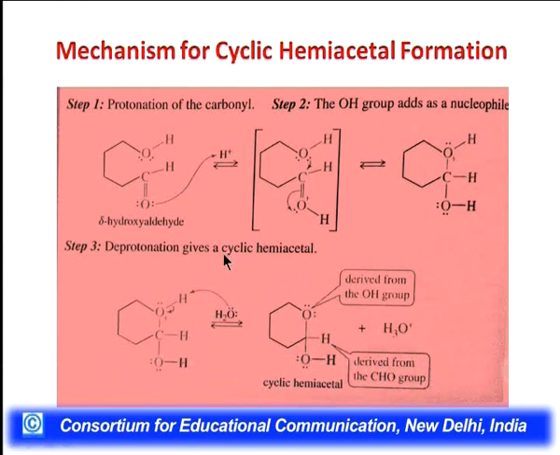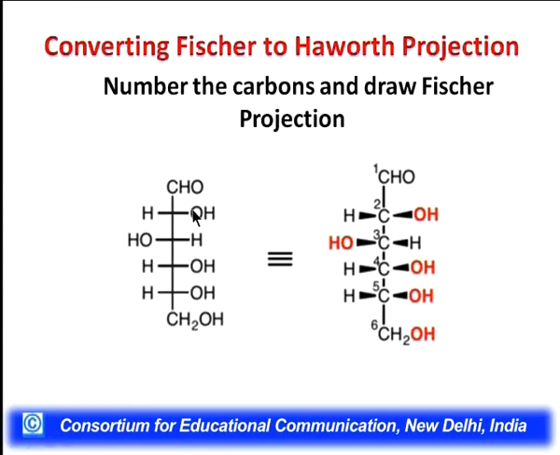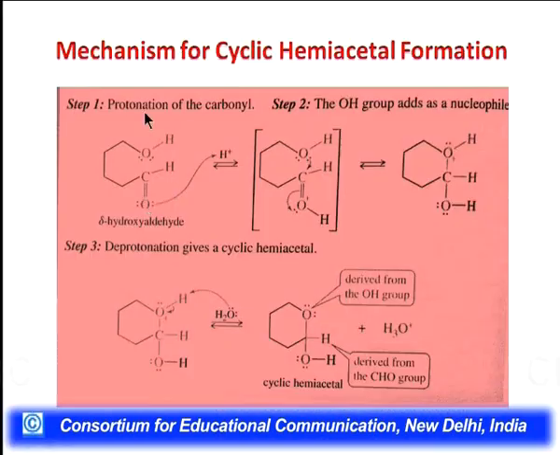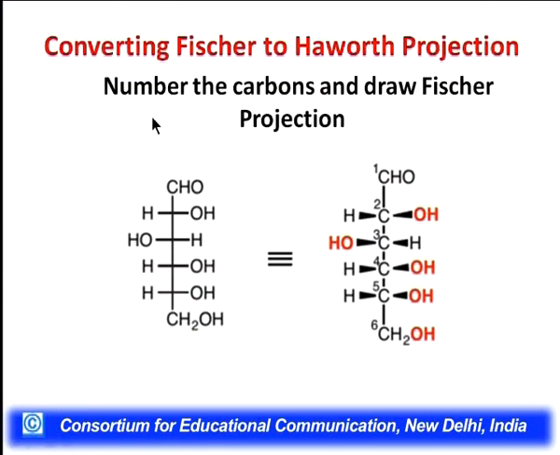So what you have to remember is, now if I simplify the structure, then what we can remember is that this O will form the bond with this carbon here, and this hydrogen is coming to this oxygen, resulting in the formation of hemiacetal. Now the question comes, how are we going to convert Fischer projection to a Haworth projection?